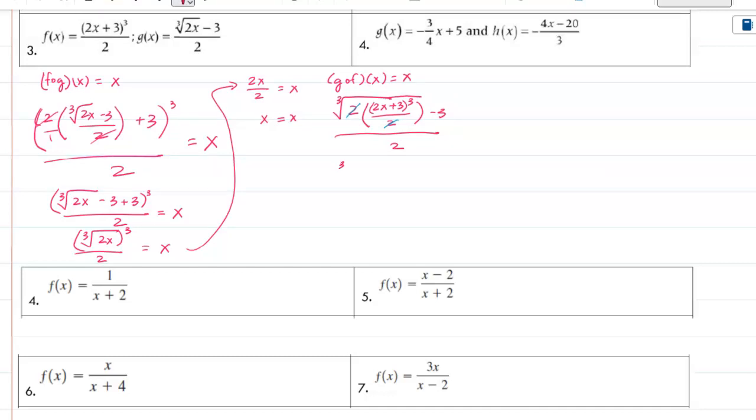Okay, and then it's a cube root of 2x plus 3 raised to the third power minus 3 over 2. We have raised to the third power and a cube root, so whatever's inside that radicand just comes out, except for the raised to the third power. All of these we have to check to see if it equals x. So 2x over 2, x equals x. So therefore, f and g are inverses.